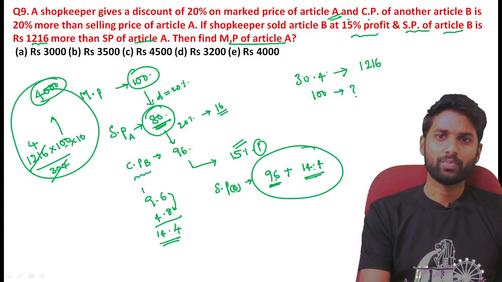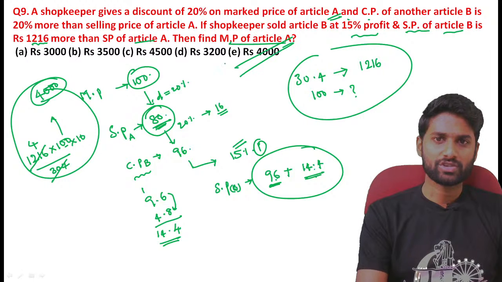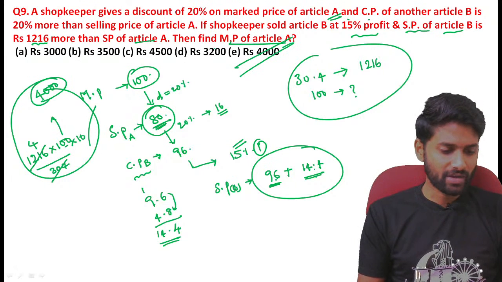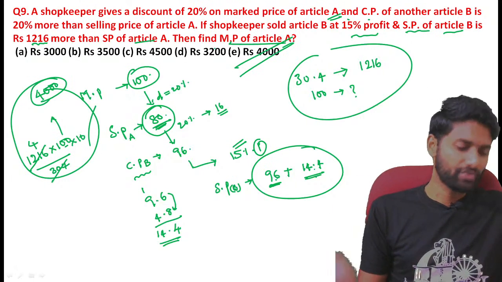So 4 into 100 into 10, the value becomes 4,000. So this is the most important comparison. The comparison is most important. Otherwise you are just done with one assumption. Based on that assumption, you just continue your calculation.